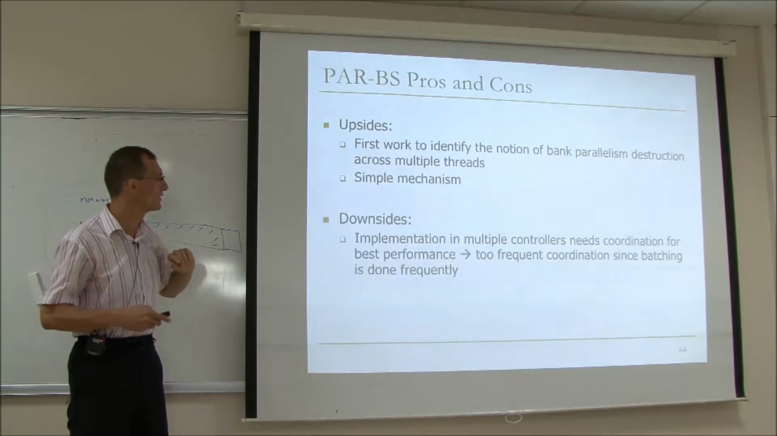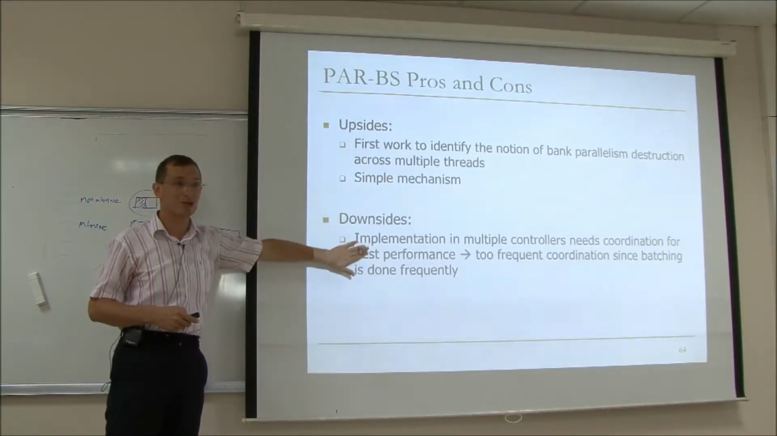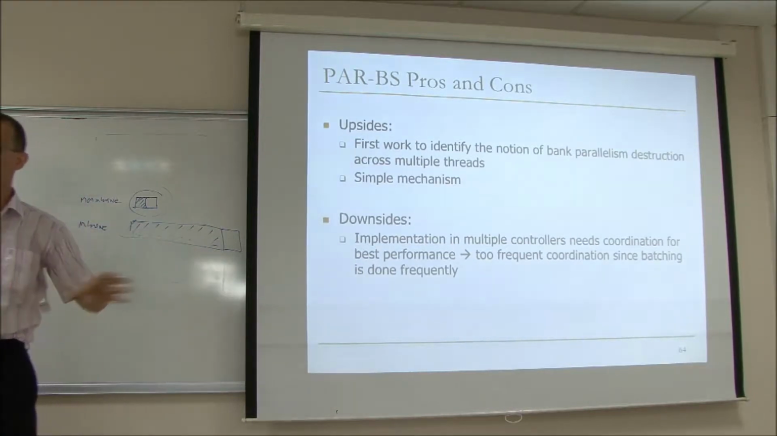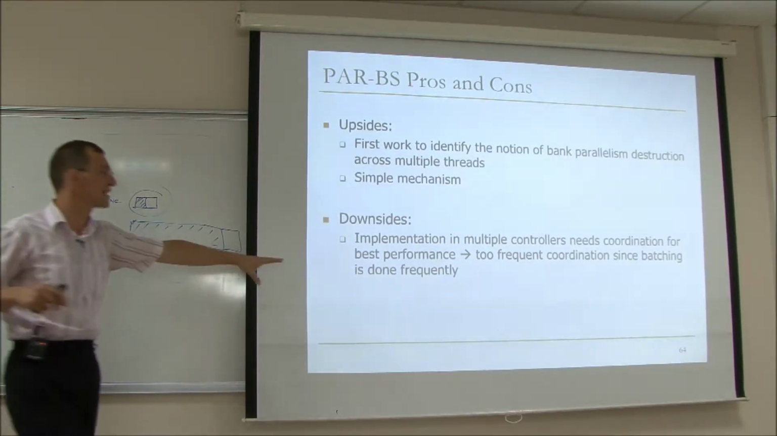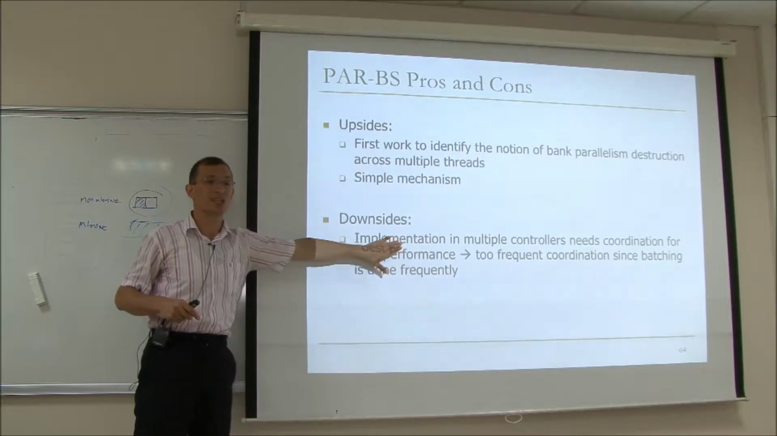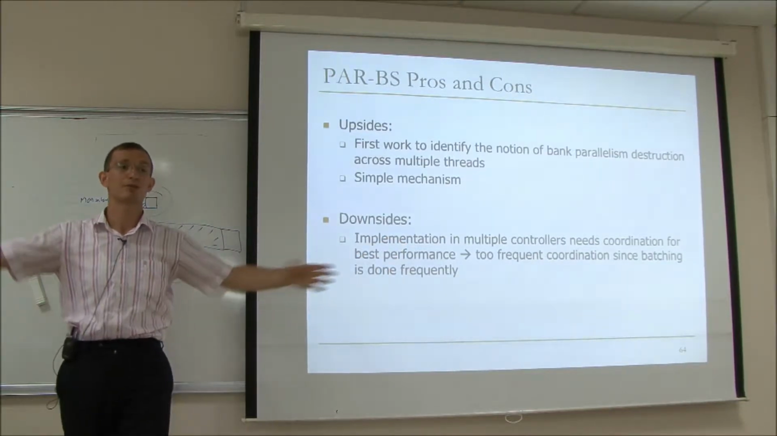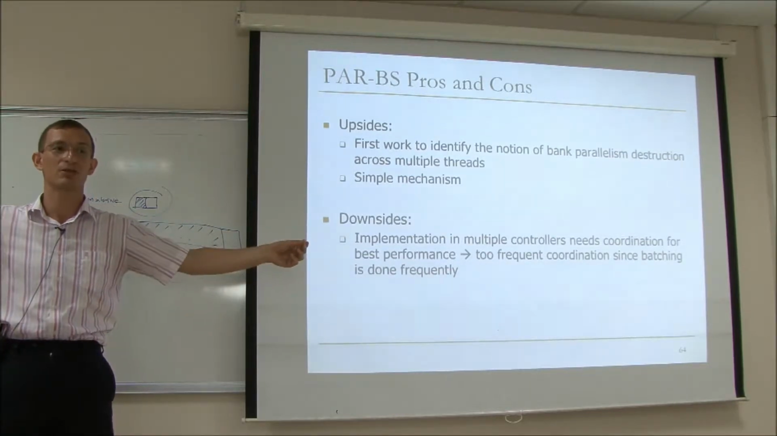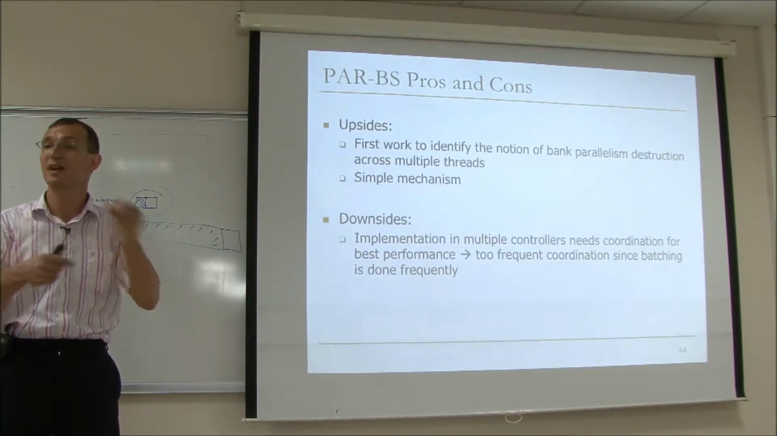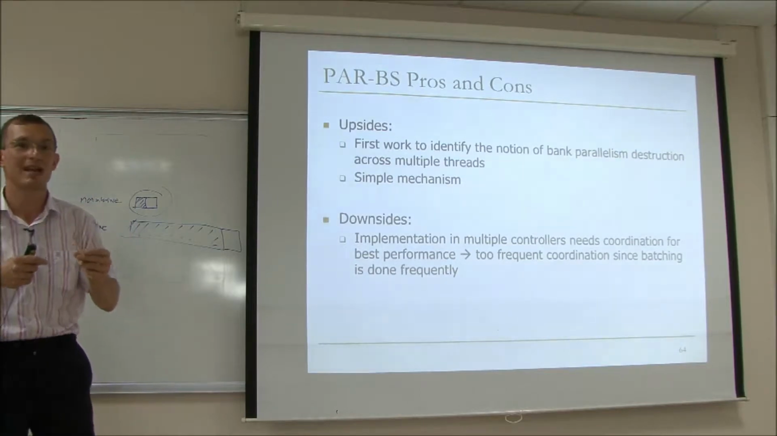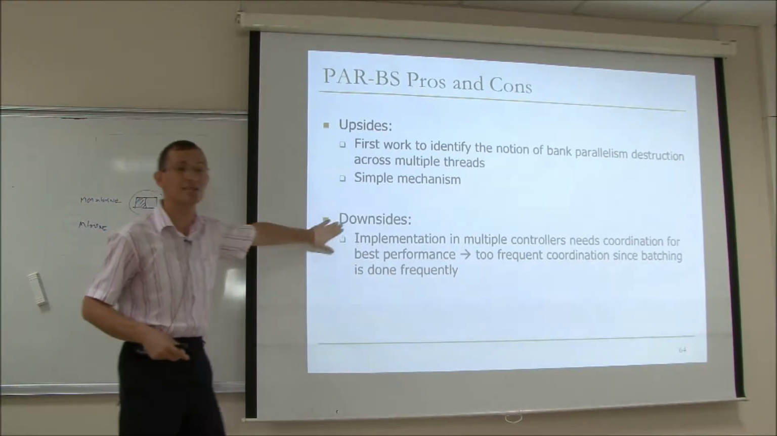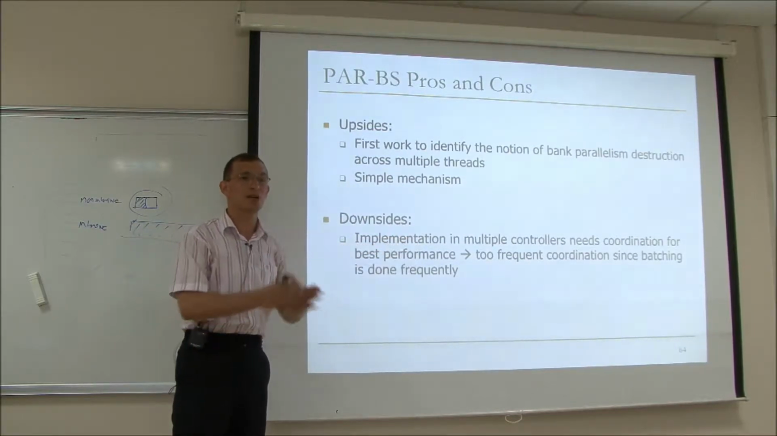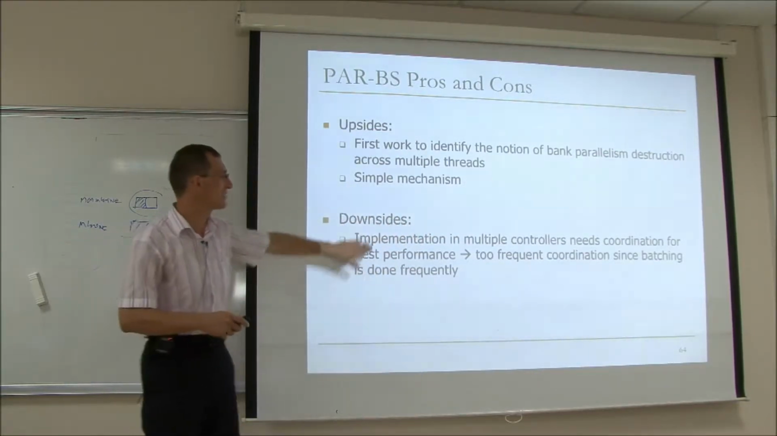The downside is, as I will show you, if you actually want to implement this in a system with multiple memory controllers, you get too frequent coordination. So the idea is, how do you compute ranking across multiple memory controllers? Right? A thread may have requests across many different controllers. Now these controllers need to be aware of each other. If you're computing this ranking at every batch boundary, how do you synchronize the batches across different controllers? So we're going to try to get rid of this problem by coarsening the intervals. And you will see this in the next work.